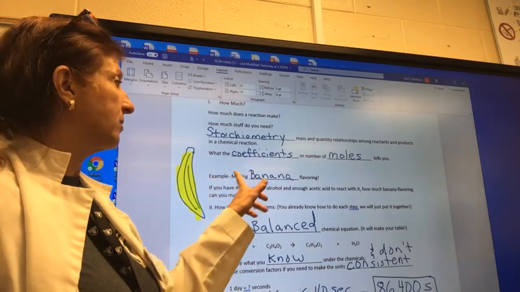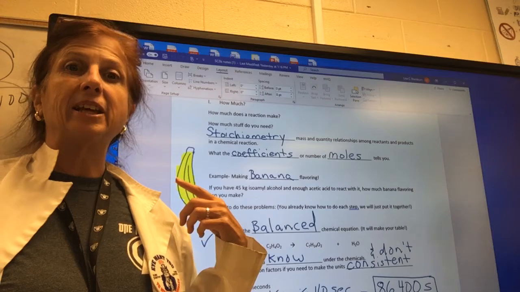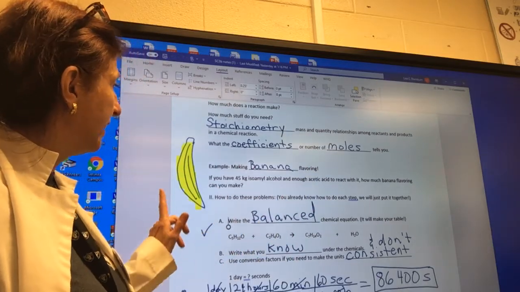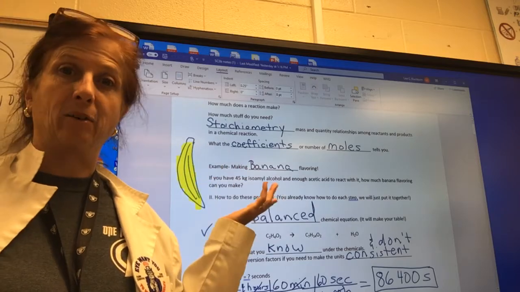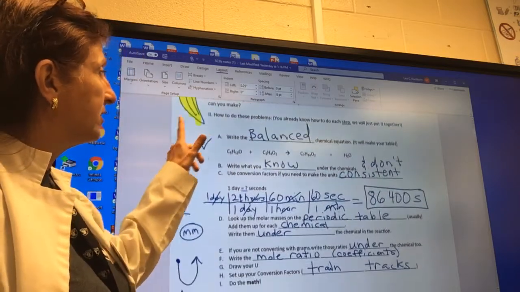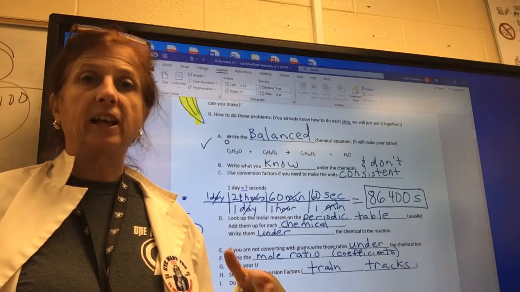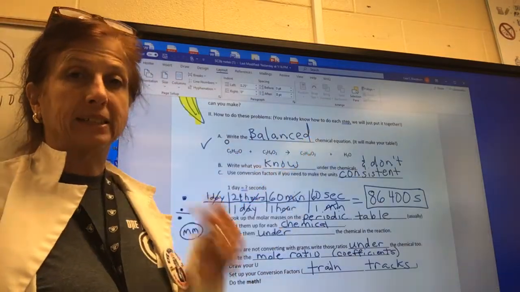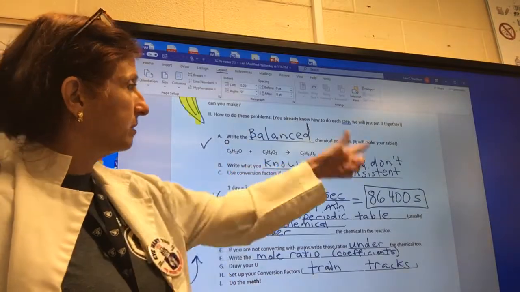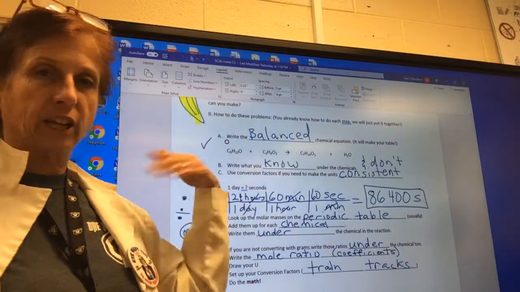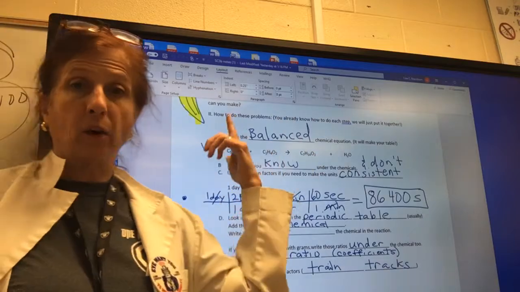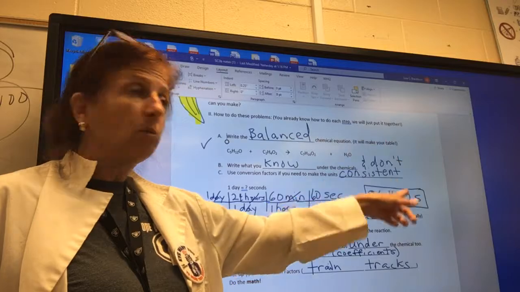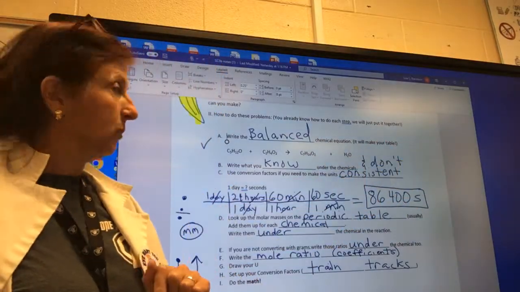And here's an example. This is the chemical reaction for making banana flavoring. So we did that in chemistry in the class I teach yesterday. And so we drew a banana on here because that helps you remember. There's the banana, okay? So step one, I'm going to go through the steps first, and then we'll apply it to problems. Step one is write a balanced chemical equation. So here's my equation. We'll check and see if they're the equation for banana flavoring. Then you write what you know and don't know underneath the chemicals.